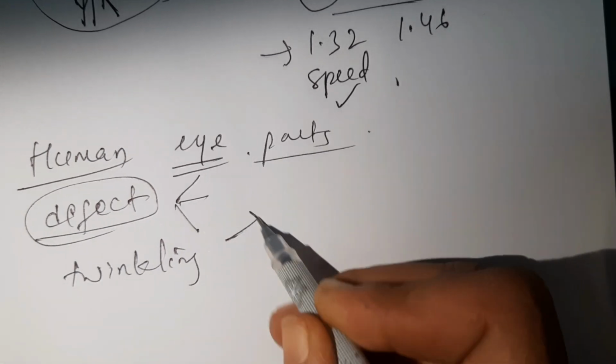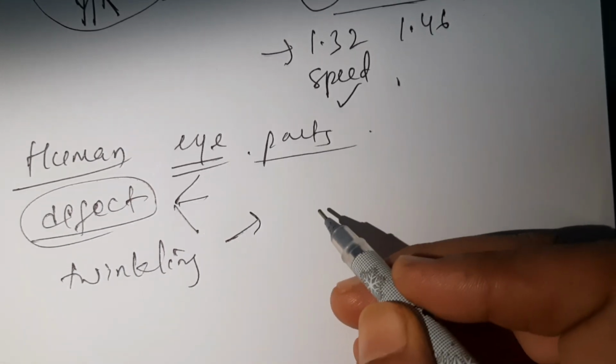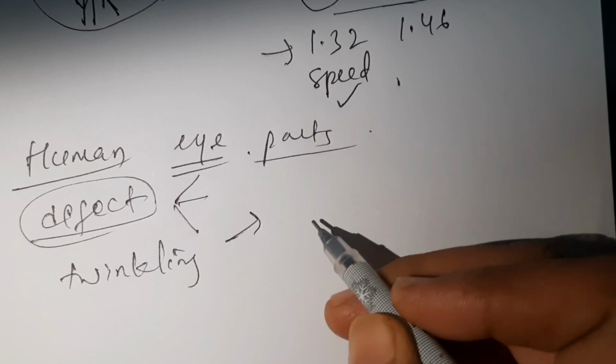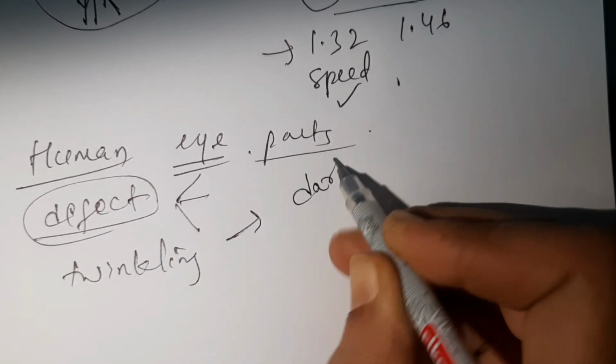And sometimes they can ask the question, if there is no refraction, what will be the color of the sky? So you need to write dark.